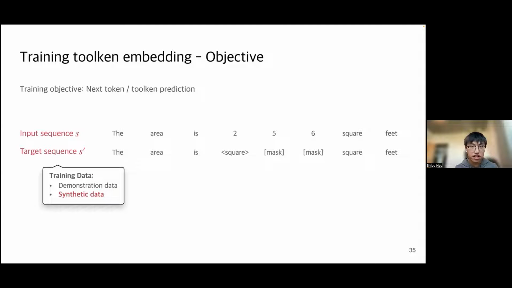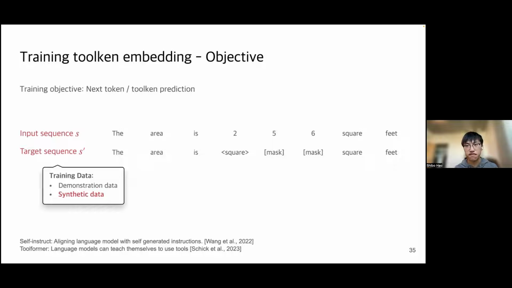So regarding the training data, if we have the dataset labeled with tool calls, we can easily transform it to these two sequences. Or if we don't have tool call annotations, we can also synthesize some training data by prompting LLMs to generate more data labeled with tool calls, which is quite similar to self-instruct methods. It's also kind of like the data generation method in Toolformer. So basically the data can be from both human annotation or synthesized by the language model itself.